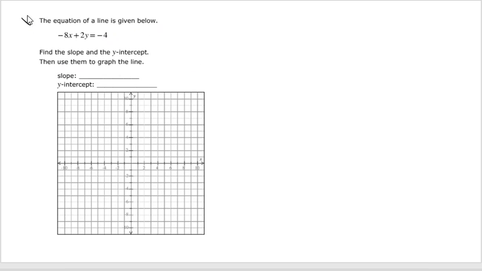Okay, so on these ones, you've been given an equation of a line, but the equation is not in slope-intercept form. It's in a form called standard form, which you're going to learn about next year. But the very first thing that you need to do with these is take the equation that you've been given, negative 8x plus 2y equals negative 4, and put it into slope-intercept form. So that means you want to solve for the y, okay? You want to get this y all by itself. So let's do that first.